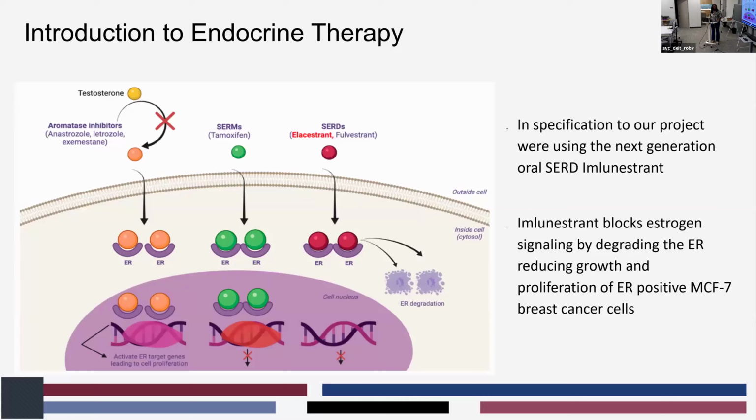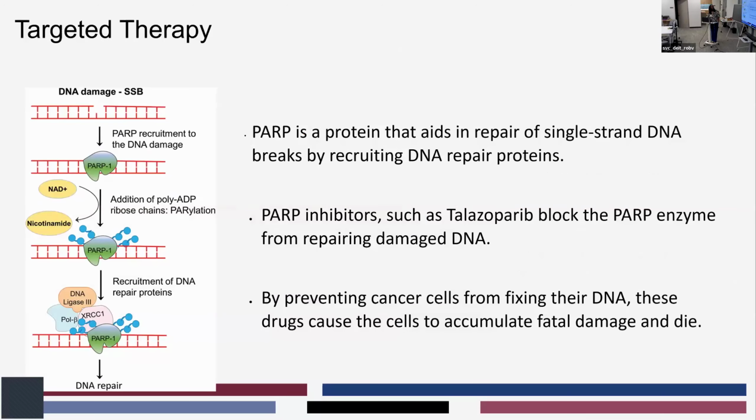For our project specifically, we were using the next generation oral SERD, imlunestrant. Imlunestrant blocks estrogen signaling by degrading the estrogen receptor, reducing growth and proliferation of ER-positive MCF7 breast cancer cells.